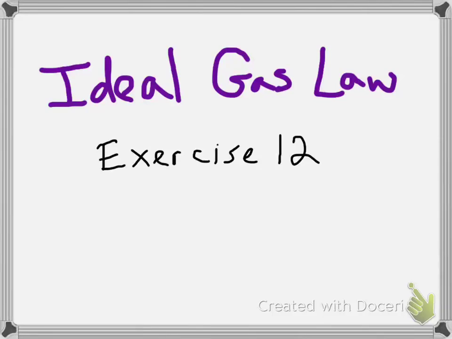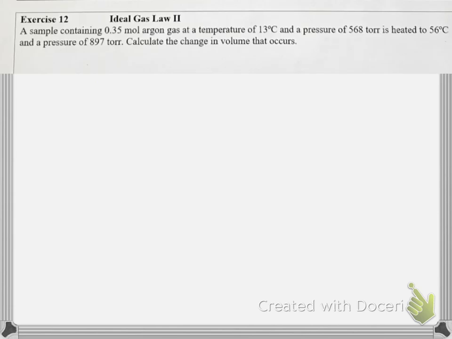In this video, I'm going to be going through exercise 12. It talks about the ideal gas law. So exercise 12 says a sample containing 0.35 mole of argon gas at a temperature of 13 degrees Celsius and a pressure of 568 torr is heated to 56 degrees Celsius and a pressure of 897 torr. Calculate the change in volume that occurs.